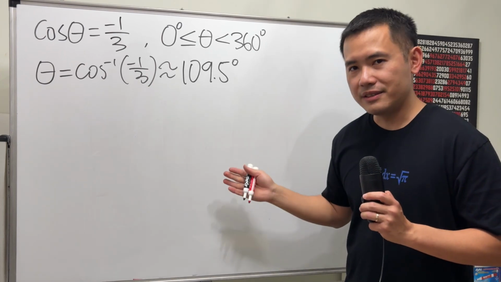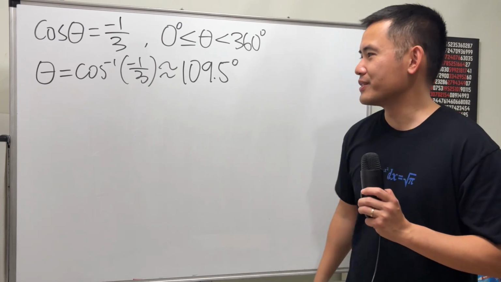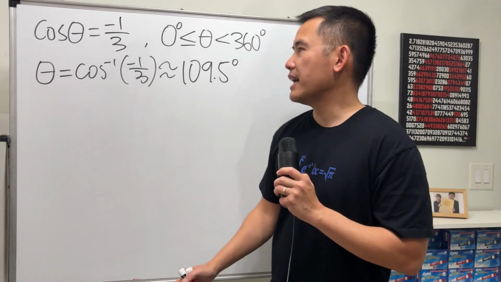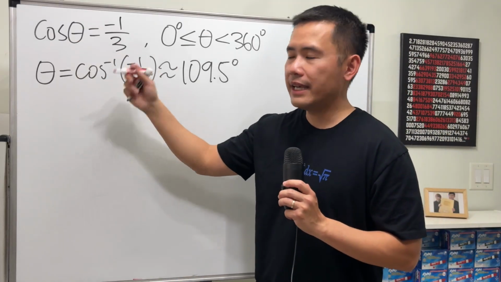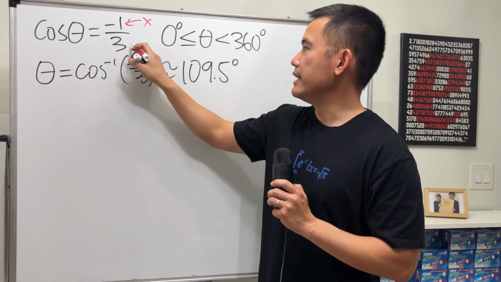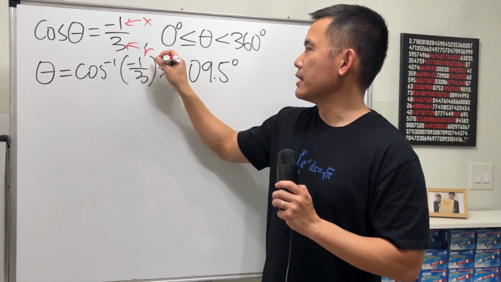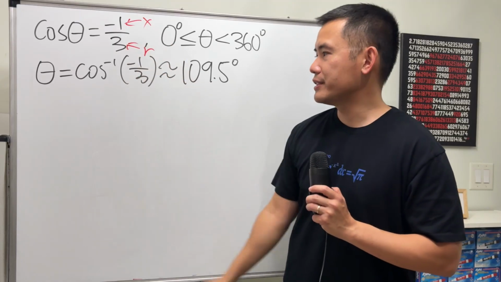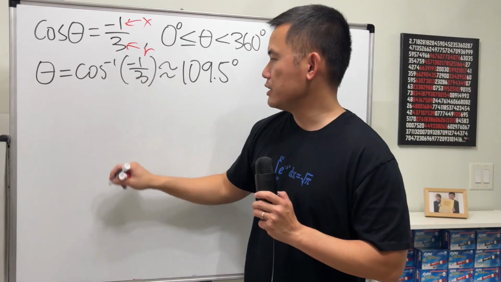But yes, there's another answer. How do we find it? That's the question. So let's analyze it again. But for cosine, instead of being y, we will have x. And then this right here is still r, because this is the adjacent over hypotenuse. So I'm just going to say x is equal to negative 1.